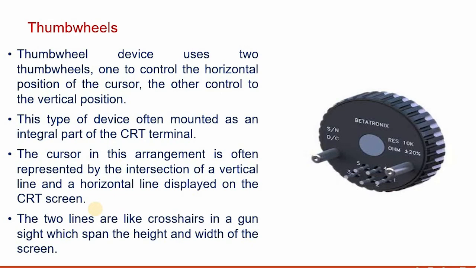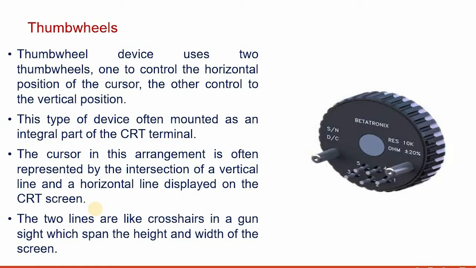Next, the thumb wheel. The thumb wheel is also an input device. The thumb wheel device uses two thumb wheels. One wheel is used to control the horizontal position of the cursor, and the other wheel is used to control the vertical position of the cursor. This type of device is often mounted as an integral part of the CRT terminal.